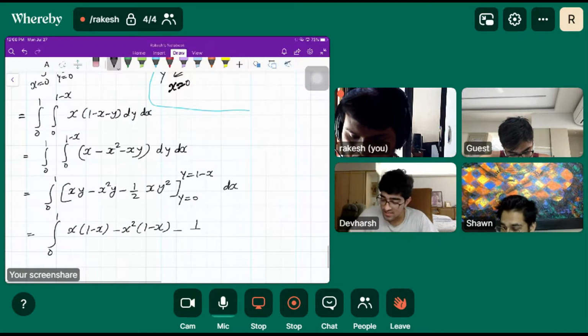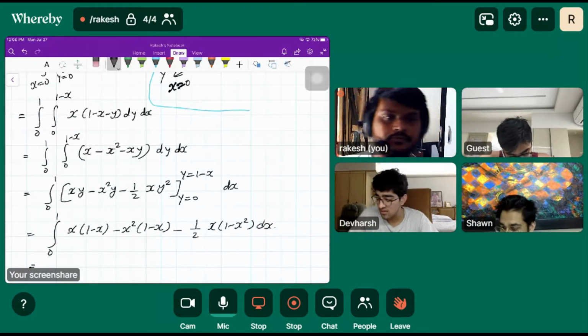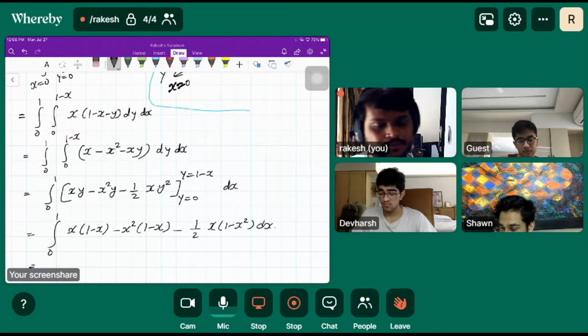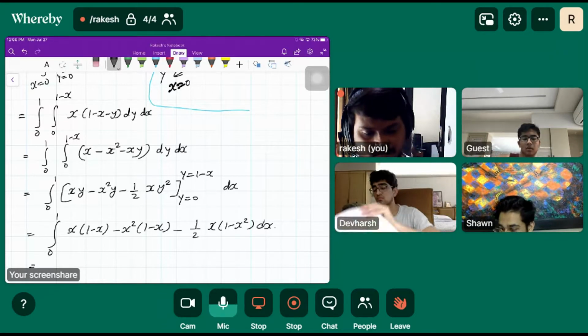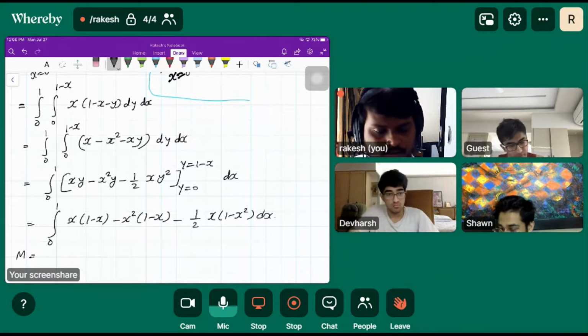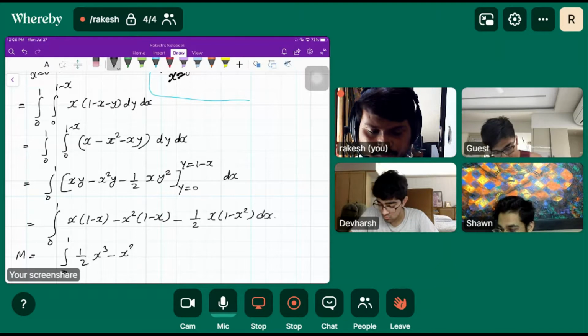So I'm getting the answer is 0. 0, not possible. This is volume. How would you get 0? I am also simplifying this. Not volume, sorry, this is mass. So you can check your steps here.